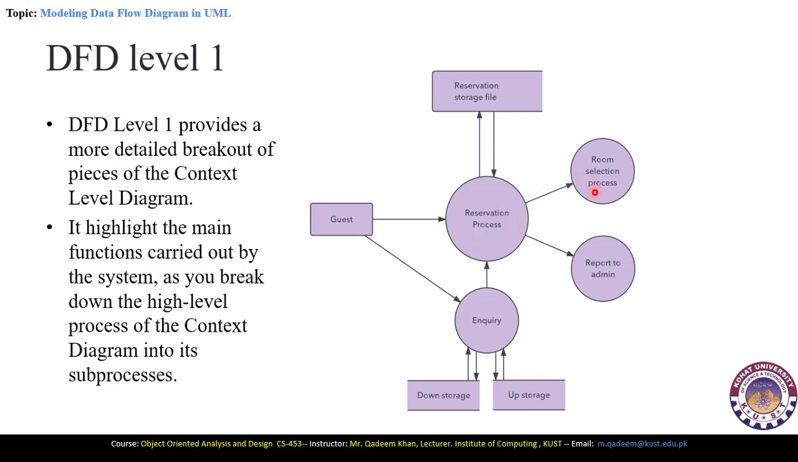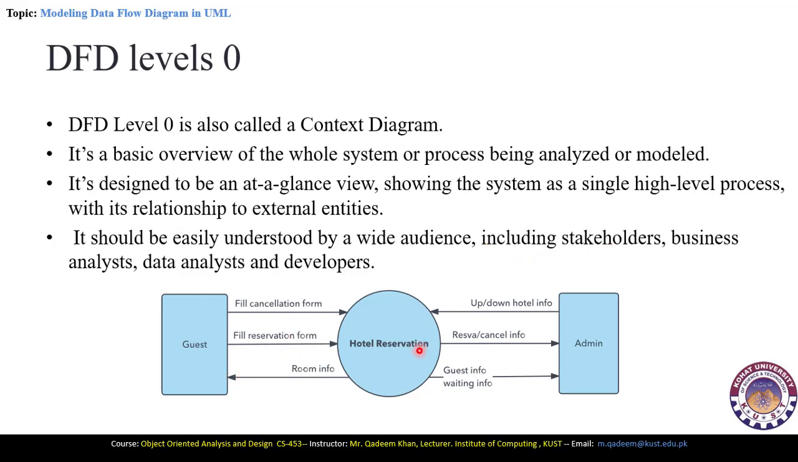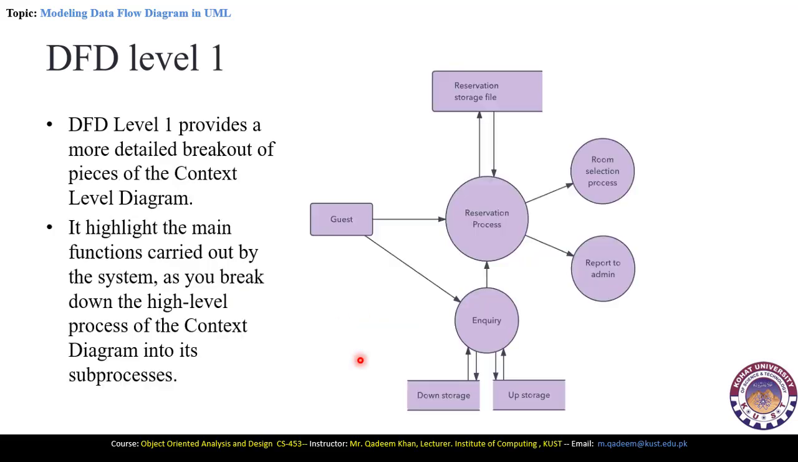Well, also the reservation process is accessing another process. Here is the room selection process. So this is a process which the guest will use to select the room. Also the guest can use the report to the admin process, meaning that he or she can also contact the admin about certain information. Now you can see that this DFD is more detailed than the level 0. So it means that the main hotel reservation process is split into 4 different processes here.